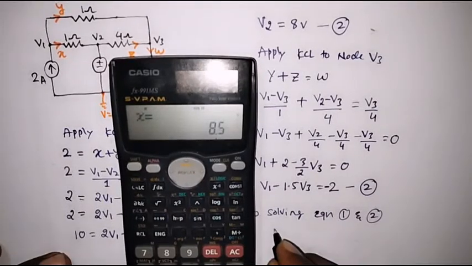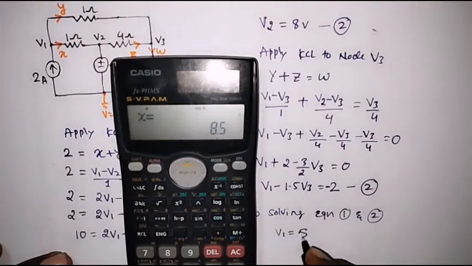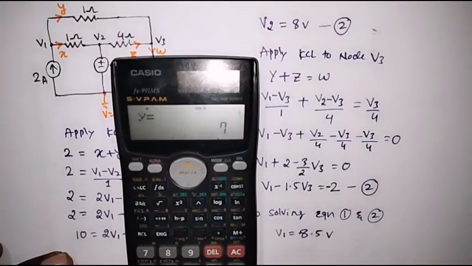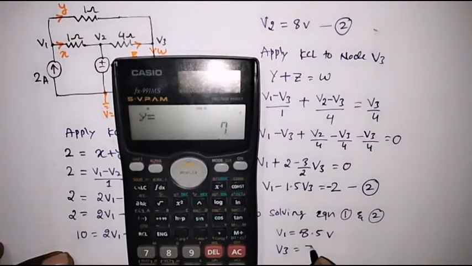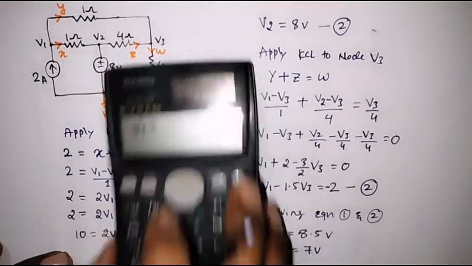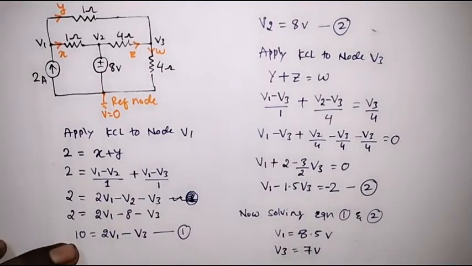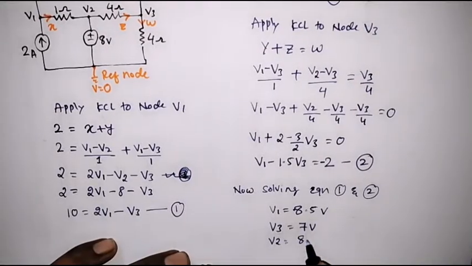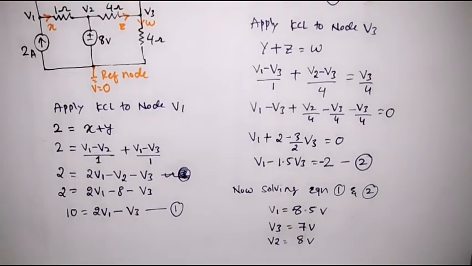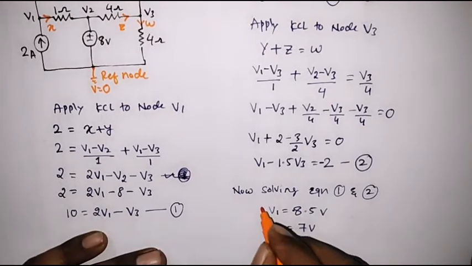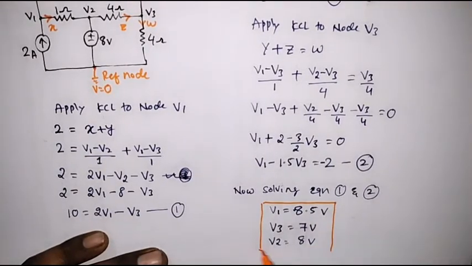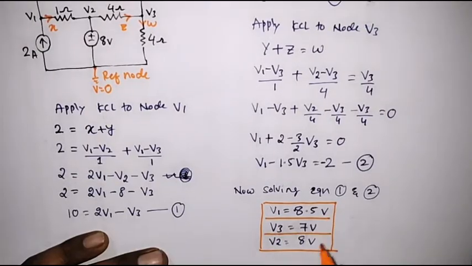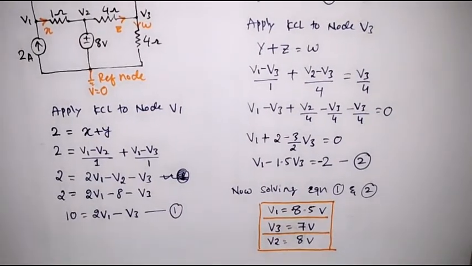That gives V1 equal to 8.5 volts and V3 equal to 7 volts. And we know that V2 is already found, that is V2 is equal to 8 volts. This is the required solution, that is, the voltages V1, V2 and V3 found using node analysis. Thank you for watching.